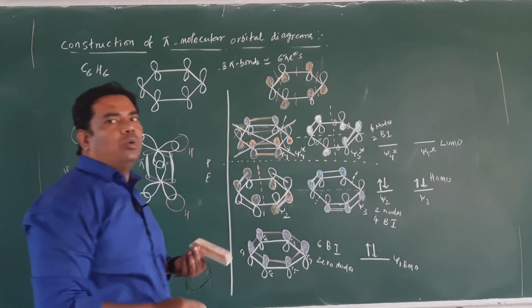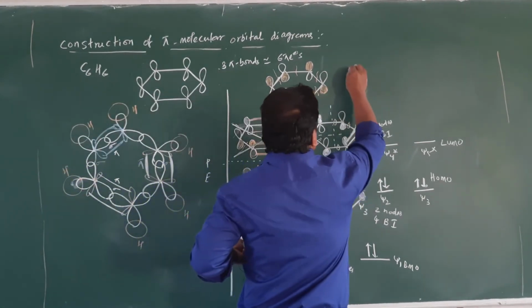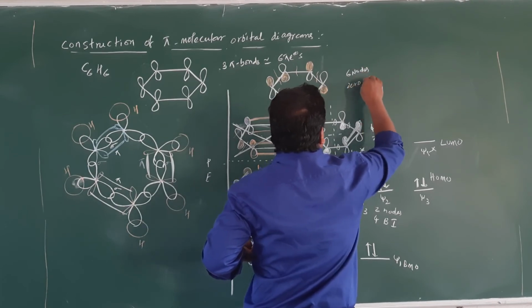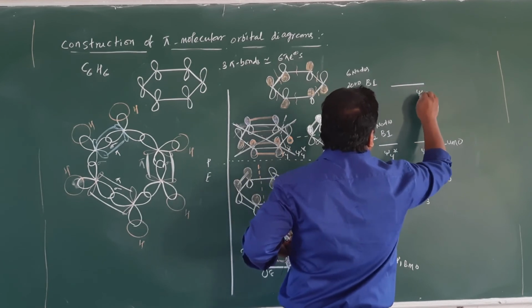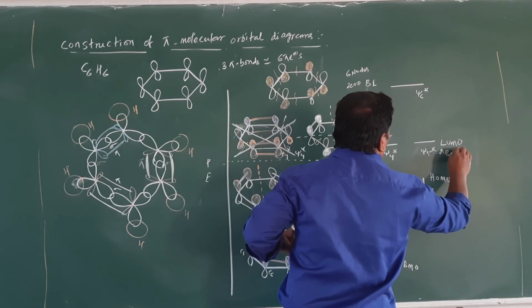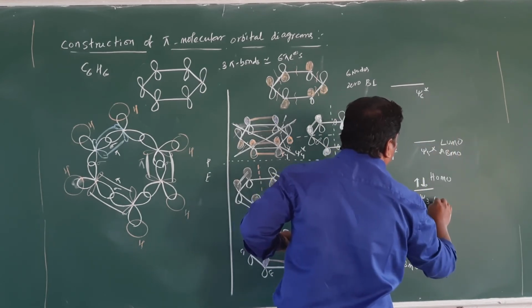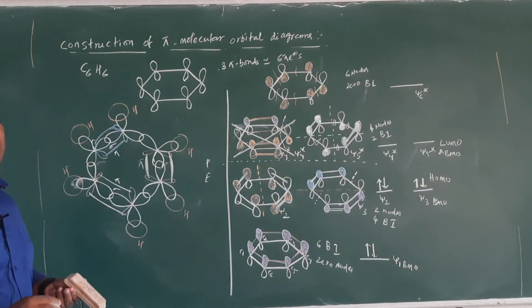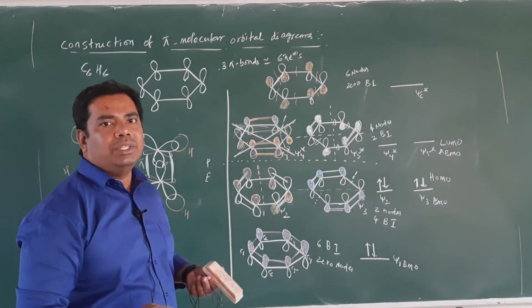So here how many nodes are there, student? 6 nodes are there. Is there any bonding interaction? No bonding interaction. So 6 nodes and 0 bonding interactions. So this is the higher energy state, student. We can represent it as psi star. This is an anti-bonding molecular orbital here also. So these are the bonding molecular orbitals. So this is the molecular orbital diagram of benzene molecule.